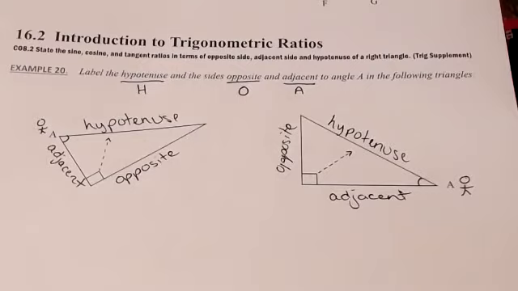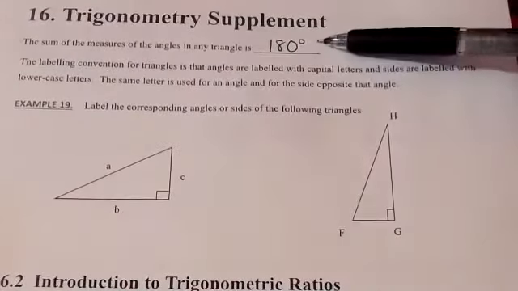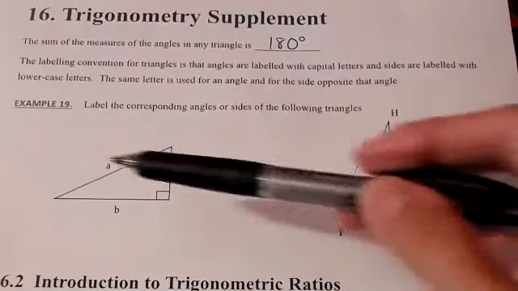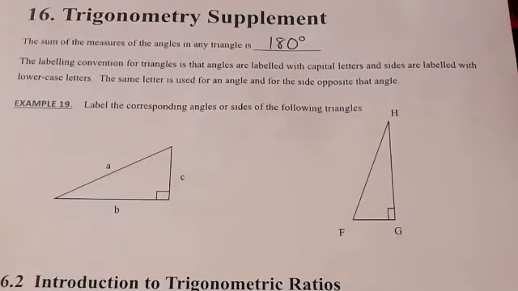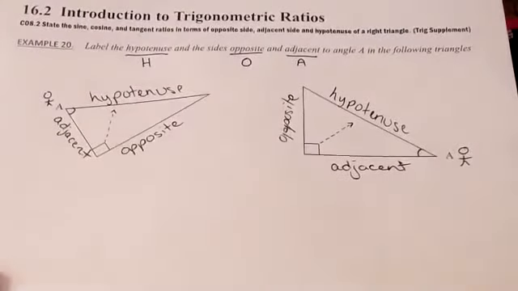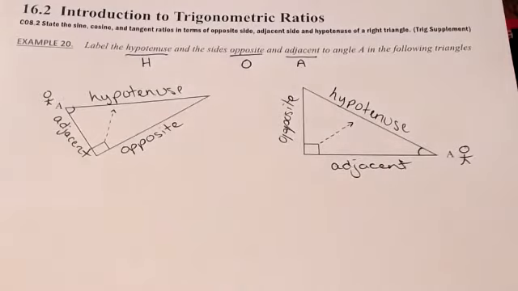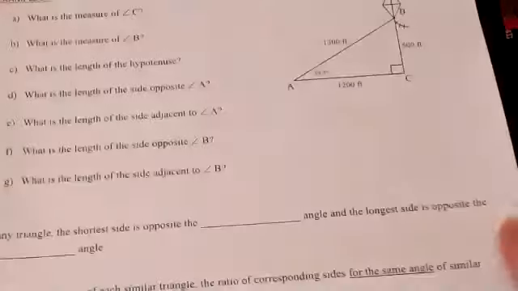Professor, can you just scoot the page up to the first part real quick? Yeah, for sure. Right here. So here we just filled in that the sum of the measures is 180, but then we just noted that the sides are typically lowercase and the angles are typically uppercase. Okay, thank you. You're welcome. Perfect. All right, let's turn the page. We know which side is the hypotenuse, and then you just have to figure out what's next to you and what's opposite. Okay, let's go ahead and turn the page.